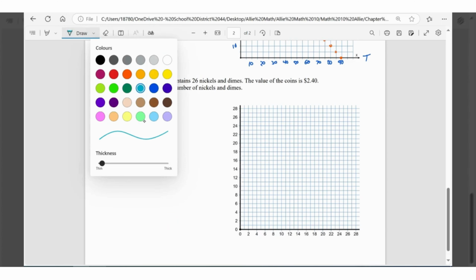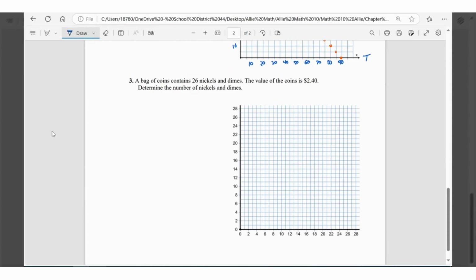Graph it as well. So our last one: a bag of coins contains 26 nickels and dimes, okay? So what we know is that nickels plus dimes equals 26. The value of the coins is $2.40. Okay, so what do we know about a nickel? I know we could do 0.05, that's 5 cents, times nickels, plus 0.10, that's 10 cents, times dimes, is going to equal $2.40.